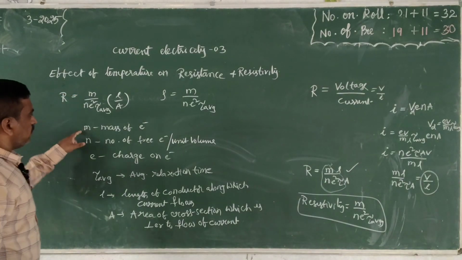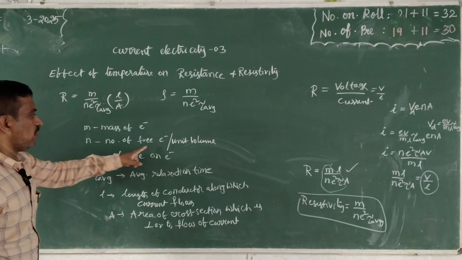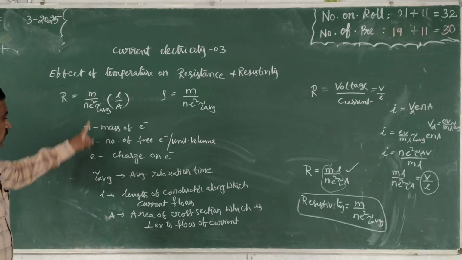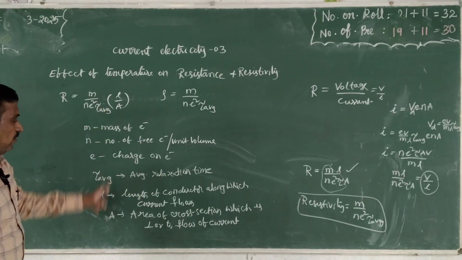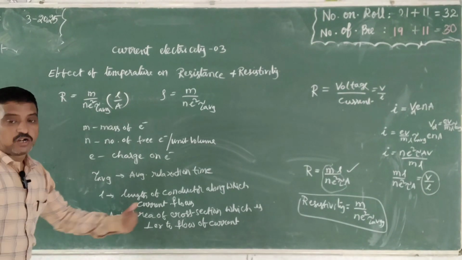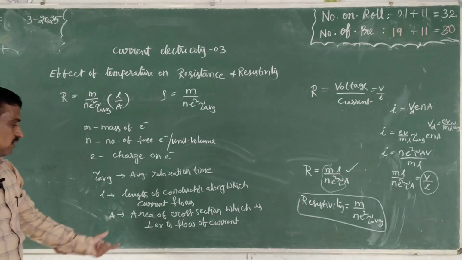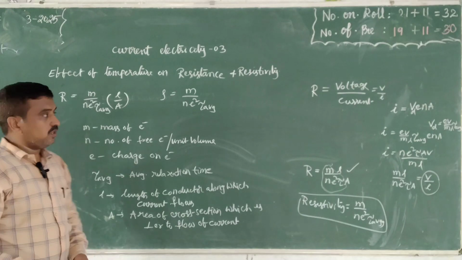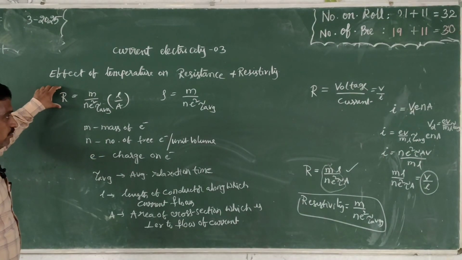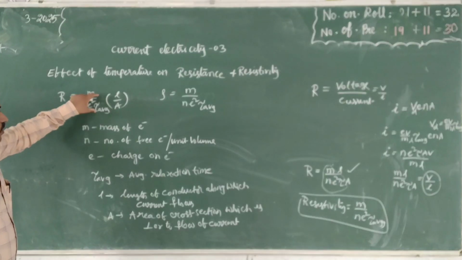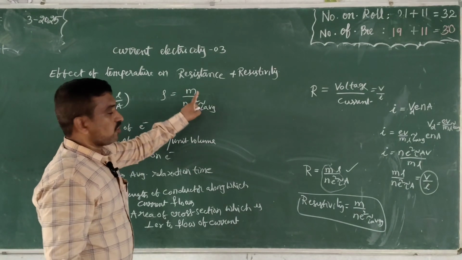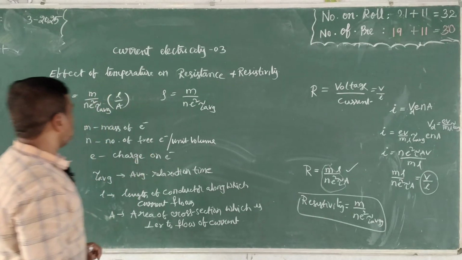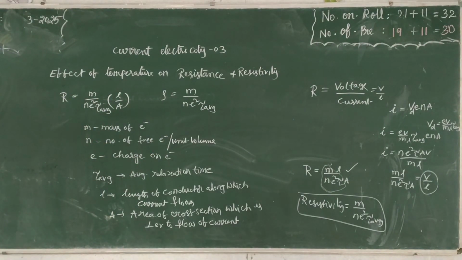See here, m is the mass of electron, n is the number of free charges per unit volume, e is the charge on the electron, tau average is the average relaxation time, L is the length of the conductor along which current flows, and A is the area of cross section perpendicular to the flow of current. So resistance is m by ne square tau average into L by A, and resistivity is m by ne square tau average. By using this we can discuss how resistance and resistivity change with temperature.